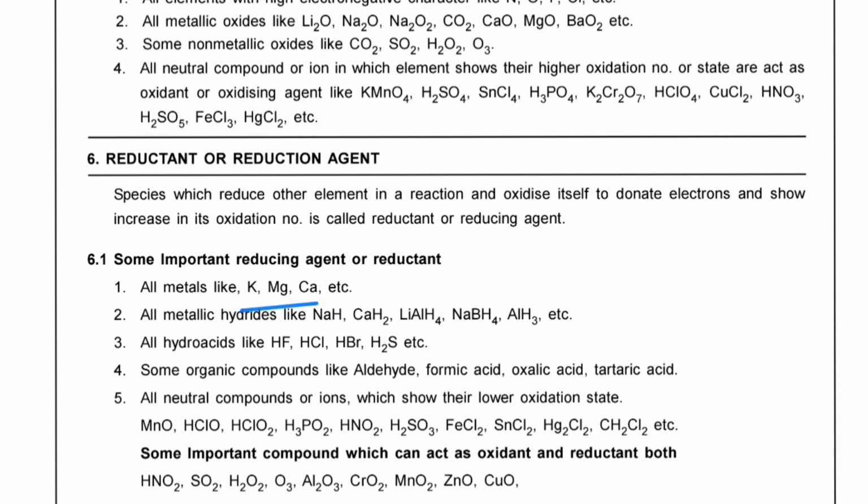Metallic hydrides are reducing agents, hydroacids are reducing agents, and organic compounds like aldehyde, formic acid, oxalic acid, and tartaric acid are reducing agents as well. All neutral compounds or ions in their lowest oxidation state are reducing agents, but neutral compounds or ions in their higher oxidation state act as oxidizing agents.